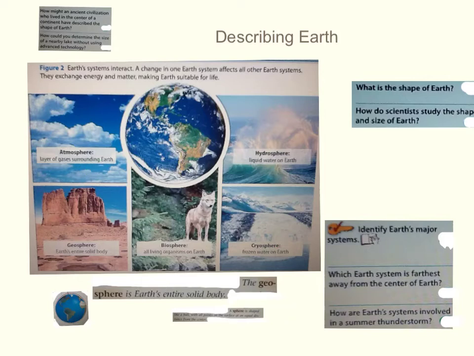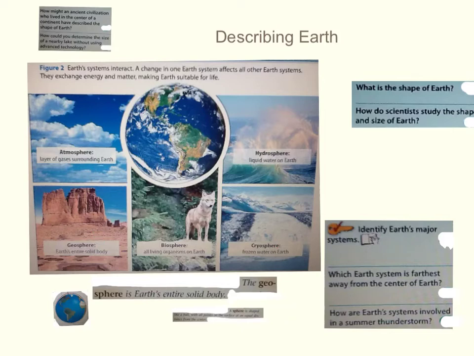The atmosphere is the layer of gases surrounding Earth. It is Earth's outermost system. This layer is about 100 kilometers thick. It is a mixture of nitrogen, oxygen, carbon dioxide, and traces of other gases.